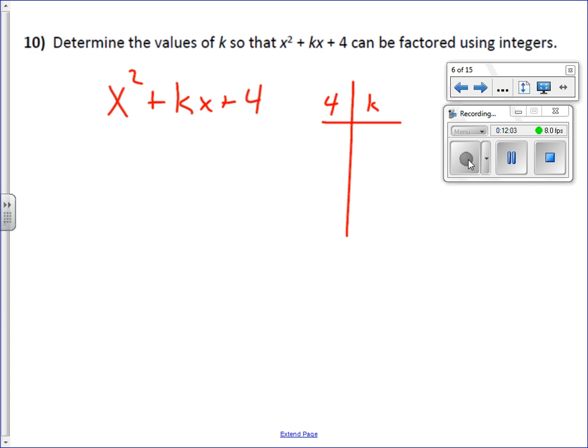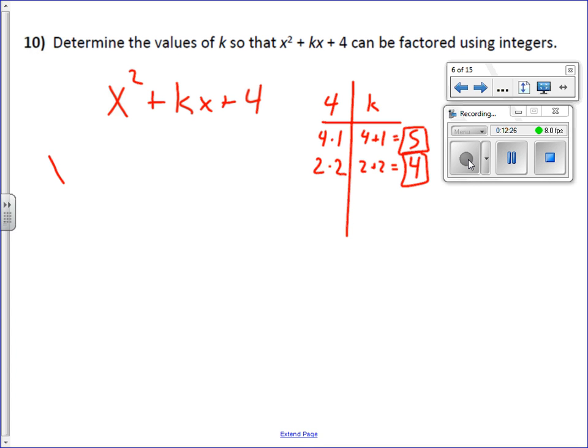The only way to get 4 is 4 times 1, or 1 times 4, and 2 times 2. So k would be 4 plus 1, which would be 5, or 2 plus 2, which would be 4. So k could be 4, or k could be 5, and I could still factor it.